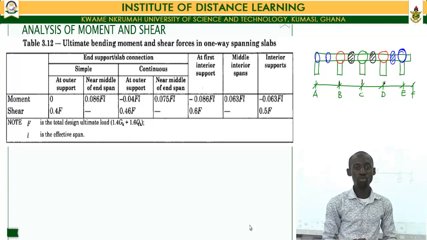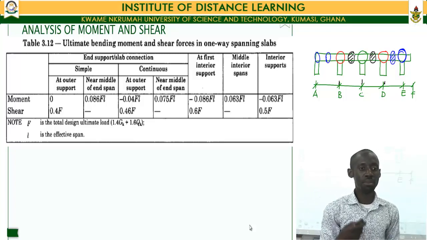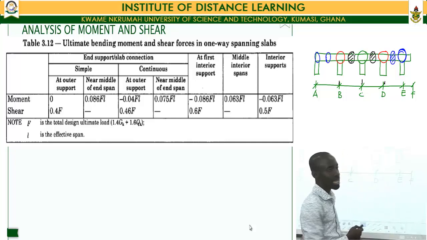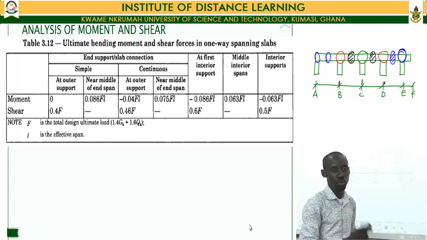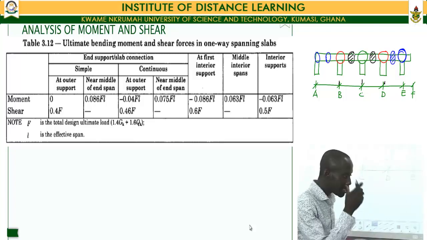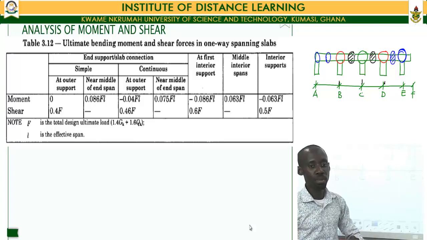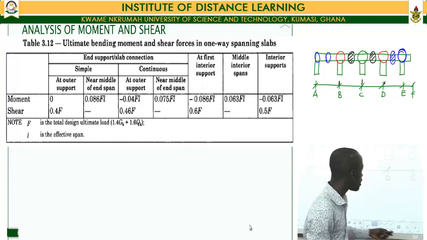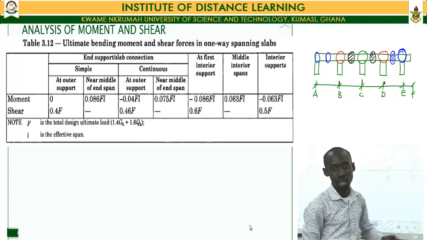So then this table is used to analyze our one-way slabs, and it helps us to determine the amount of moment in the slab and the amount of shear in the slab. So then if you go to the shear analysis, it tells us that for a simple support, the shear at the simple support is equal to 0.4 multiplied by our ultimate design load. Then for the continuous support, the shear at that point is equal to 0.46 multiplied by our design load.